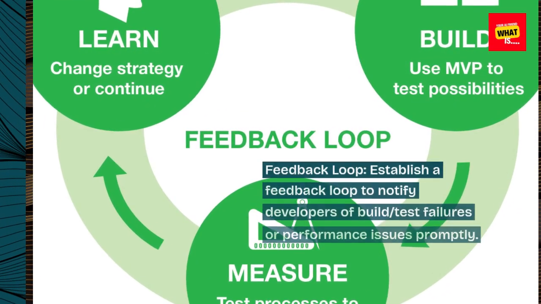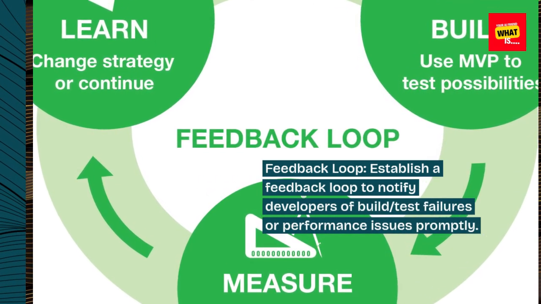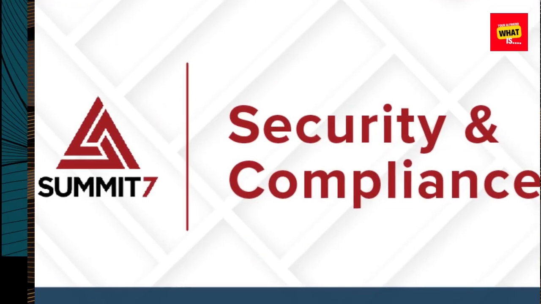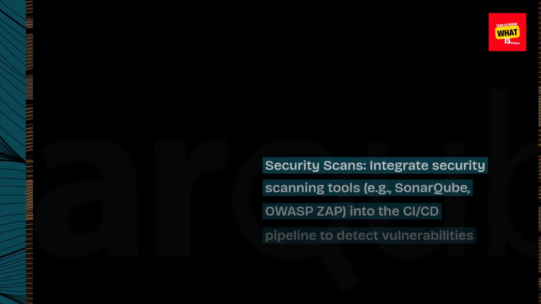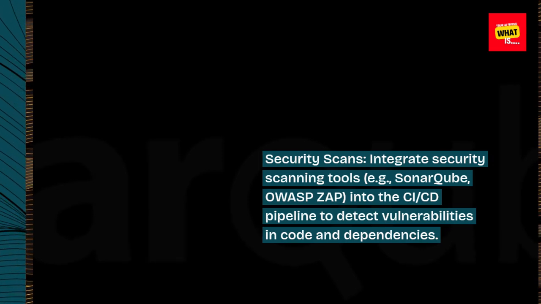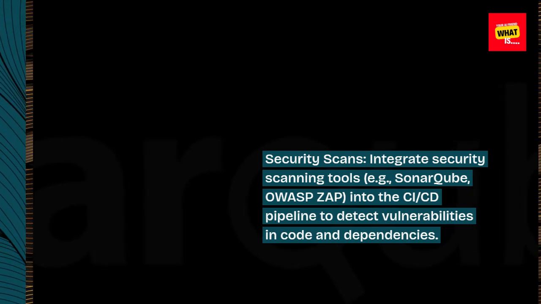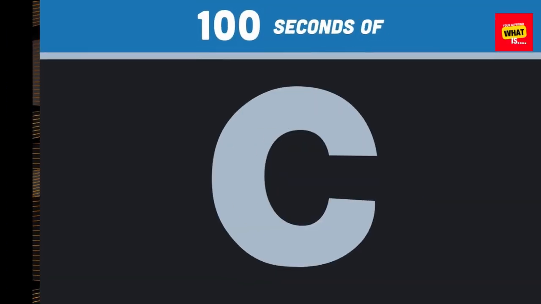Feedback loop. Establish a feedback loop to notify developers of build, test failures or performance issues promptly. 7. Security and compliance. Security scans. Integrate security scanning tools, e.g., SonarQube, OWASP ZAP, into the CD pipeline to detect vulnerabilities in code and dependencies.